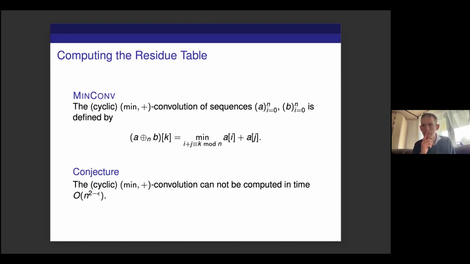And yeah, Karl was also talking about it. There's this conjecture that min-plus convolution cannot be computed in subquadratic time. But what we're going to prove is actually we show equivalence of our problems to the min-plus convolution. So even if you do not believe in this conjecture, it doesn't really matter. Because if you find a better algorithm for min-plus convolution, then the algorithm would directly give better algorithms for our problems. So we really show equivalence.